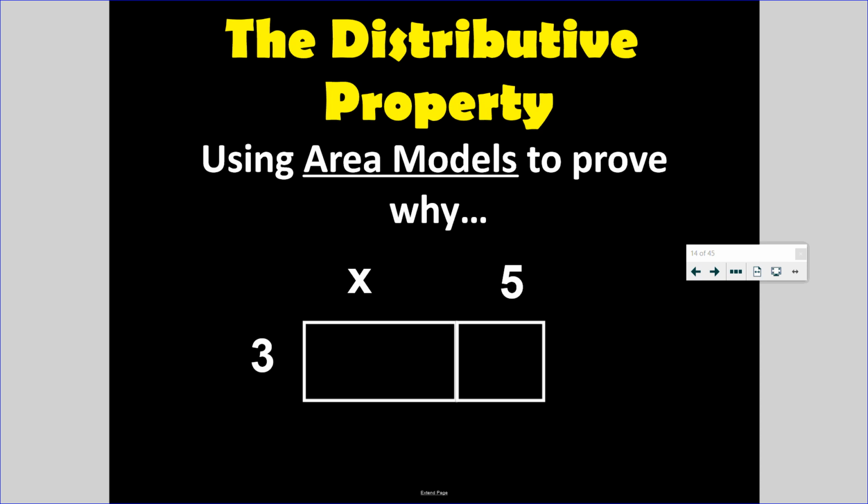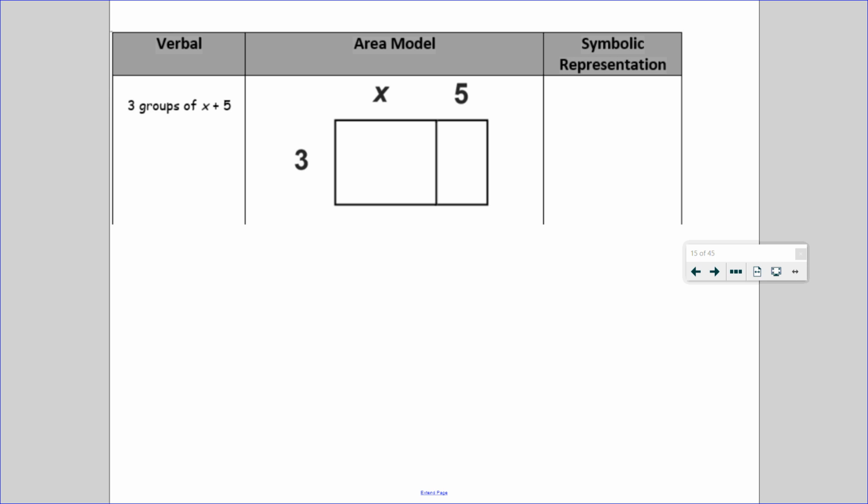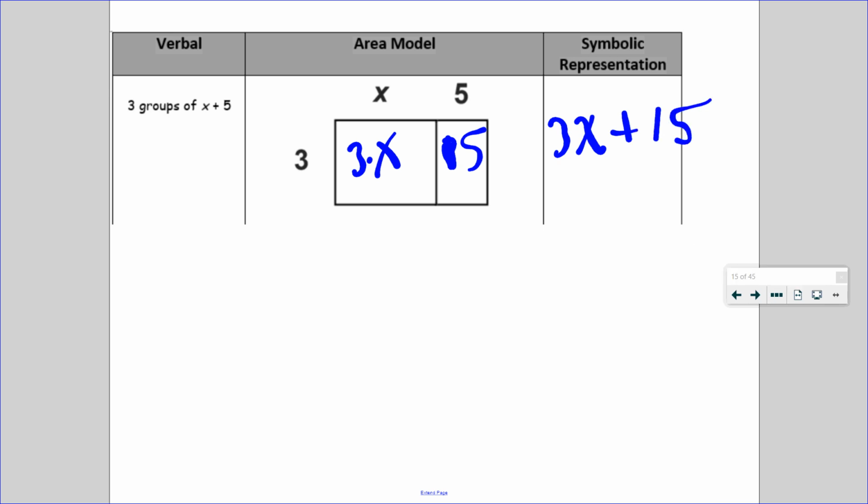What about the next one? Now, this is where it gets harder. So what's the area of this? The width is 3, the length is x, that's 3 times x. What's the area of this? 3 times 5 is 15. So how could I represent this symbolically? So it's 3x plus 15. That's one way I can represent it.